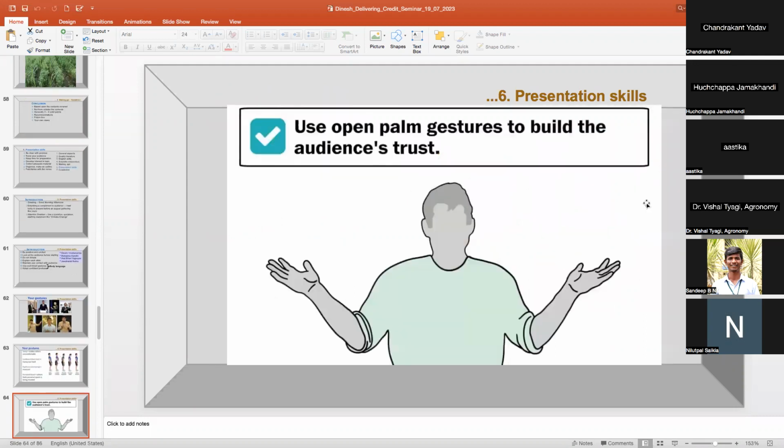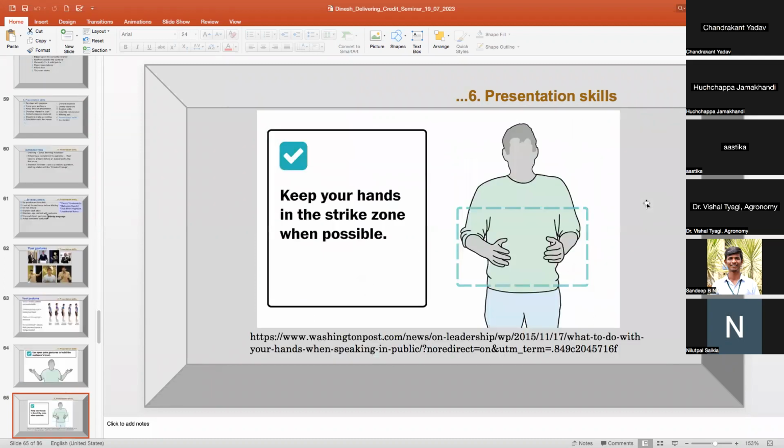Now use open palm gestures. This gesture, Steve Jobs, I was talking about. So use open palm gestures to build the audience trust. And this also will give confidence to you, that you are not fearing them. And keep your hands in the strike zone when possible. Don't take your hands outside this zone, above this and below this. It will distract the attention of the audience. Never take your hands to the shoulder.